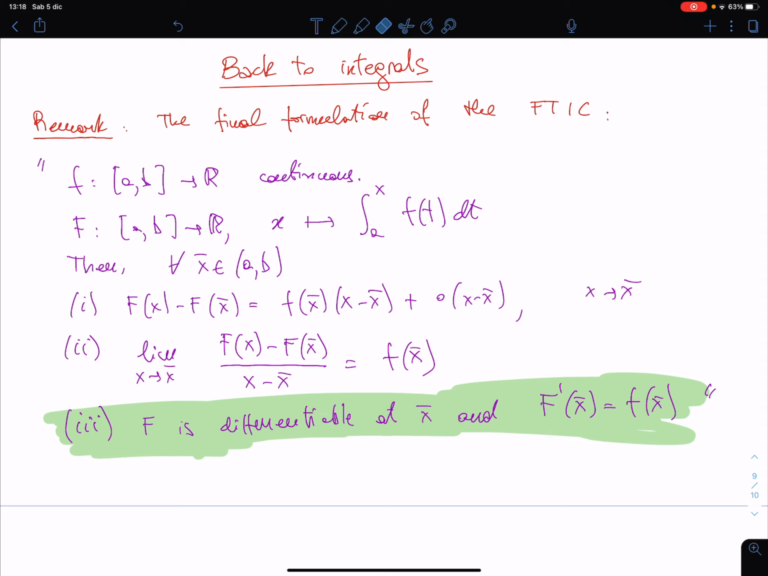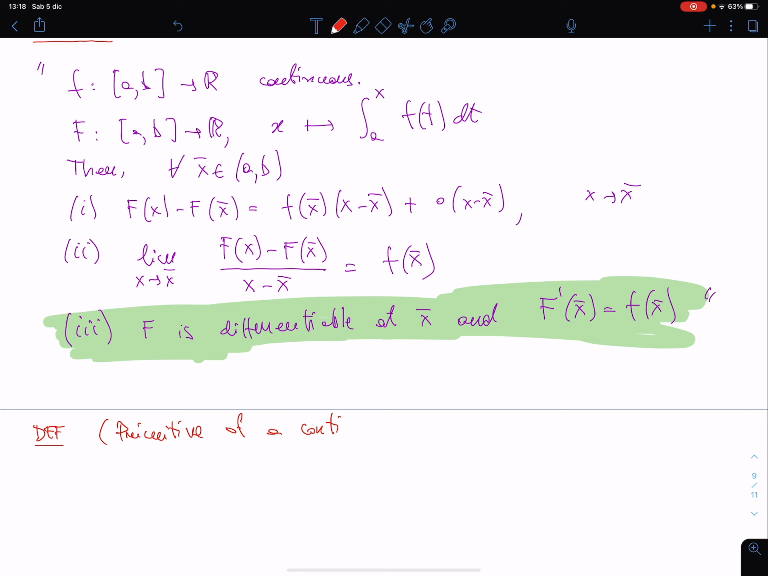So the first definition, in order to go back to integral, is the definition of primitive of a continuous function. Of course, you can use the idea of primitives for functions that are not continuous, but I will not touch this point. When you look at books and you find the idea of generalized primitive, just close the book. It is not interesting.